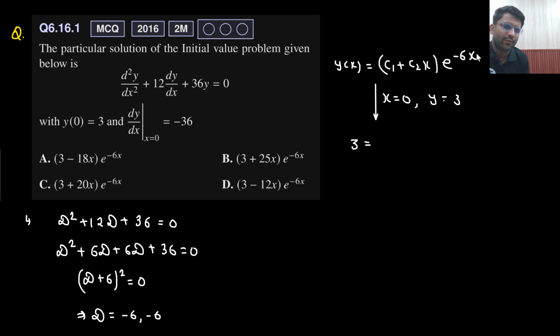If you put x equals to 0 here, the value of y will come out to be, this term will be gone, e to the power 0 will be 1 only. So c1 is coming out to be 3. This is what they are saying.